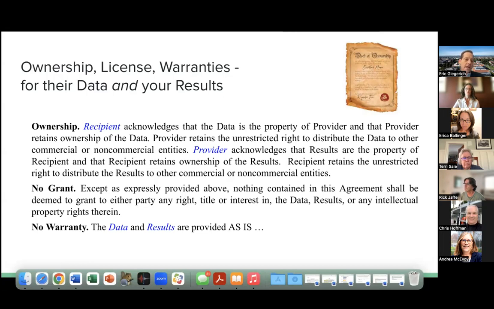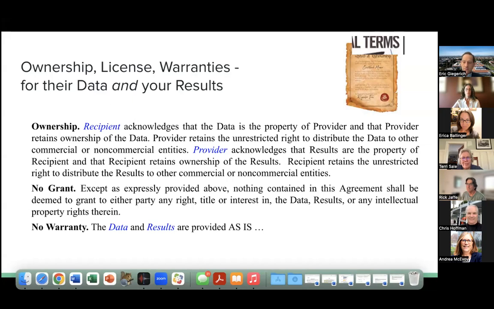And there's almost always a no warranty clause, which means the data is provided as is. We're not saying it's fit for any particular purpose, including a commercial purpose. The results also are provided as is. Again, we're not making any assertions that it's complete or perfect or industry grade or free of infringement or anything. It's just, here it is, as is.